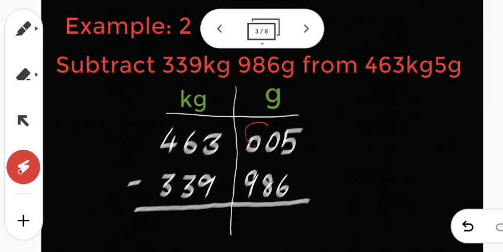From this 0 here it will get 10. From there you will borrow 1, then here it will be 9, then this will become 10. From this 10 you will give 1 and this will be 9 and this will be 15. Okay, that way only you can give.